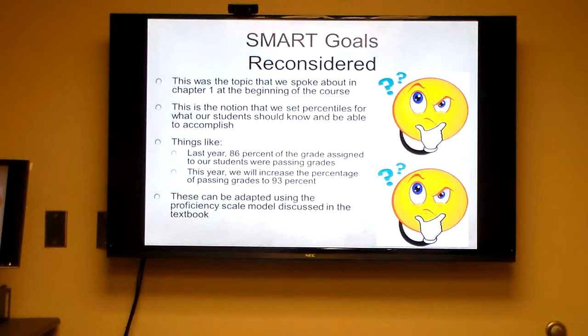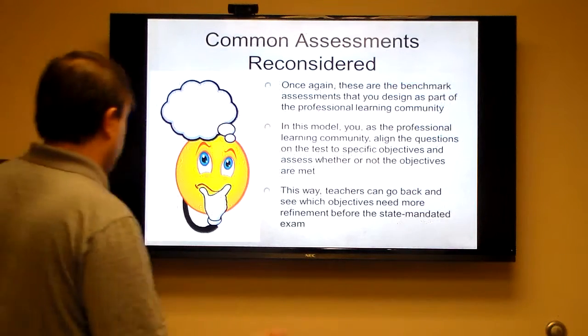So SMART goals, we spoke about at the beginning of this course on the first lecture video that you watched, even before I met with you guys. We said this is knowing that we set percentiles and we have a plan for what the students know and for what the students should be able to accomplish. So for instance, if 86% of the grade had passing grades, I want it to be 93%. I take a proficiency scale then and I say, what would 87% look like? What would 88% look like? What would 89% look like? And that's considered to be a SMART goal in education, and it can be adapted using that proficiency scale.